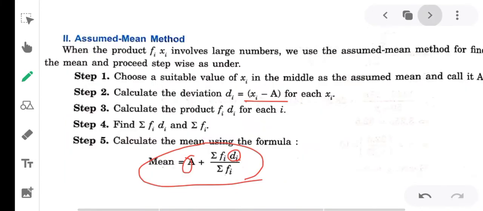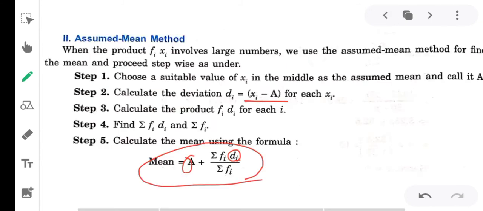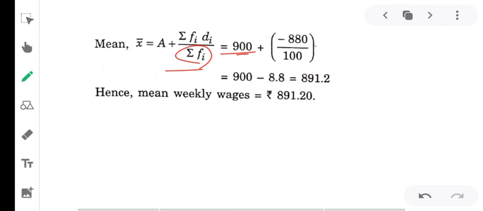Now we'll find the mean of this data. For that, we know the formula: the mean x bar equals a plus summation of fi di by summation of fi. Here a is 900, the assumed mean, plus summation of fi di, which is minus 880, by summation of fi, which is 100. So minus 880 by 100 is minus 8.8. So 900 minus 8.8 is 891.2. That is the mean of this data. So the mean weekly wage equals 891.20 rupees. Clear?